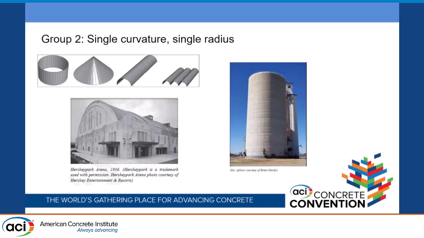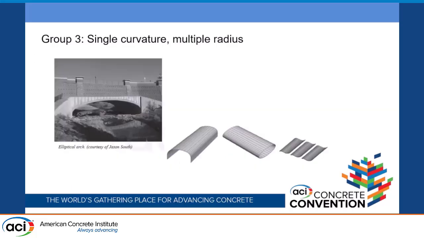To get a little bit more complicated, we have single curvature with multiple radii of curvature. Then you've got your elliptical arches or tunnels. They can be flattened tunnels or vertical tunnels. You see railroad tunnels like that. Once again, long and straight in one direction, but curved with various radii in the other direction.